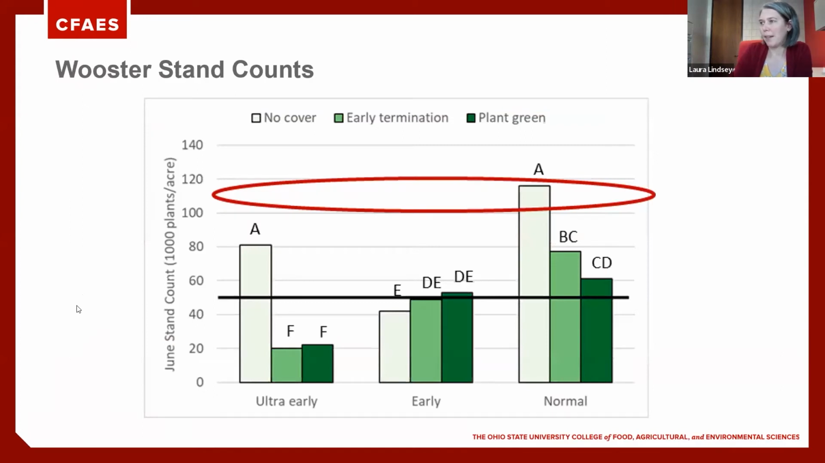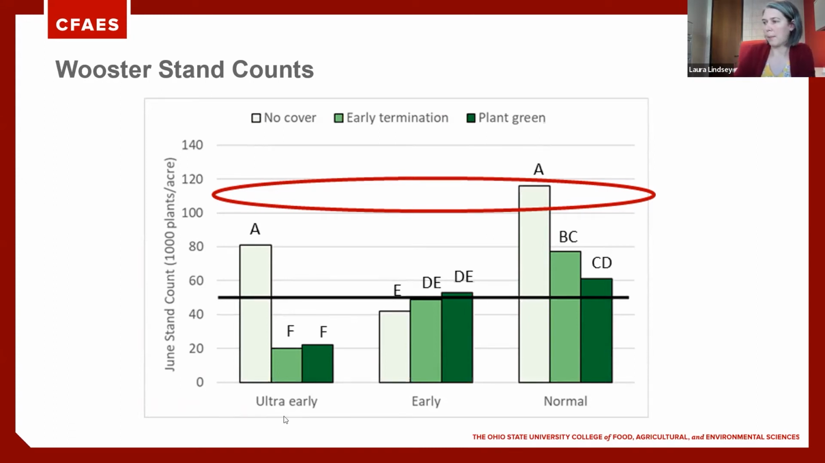But these are our Worcester stand counts. So we did stand counts in June, so we wanted to wait for all 3 planting dates to be up, all the soybeans to be up. So with stand in Worcester, there was an interaction between planting date and the presence of a cover crop. So you see both of that on the graph here.